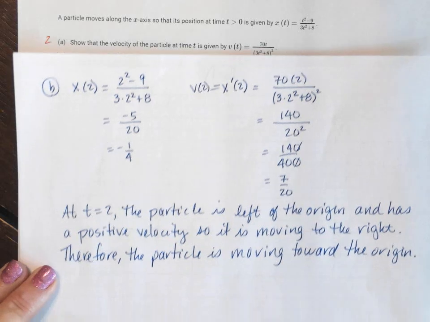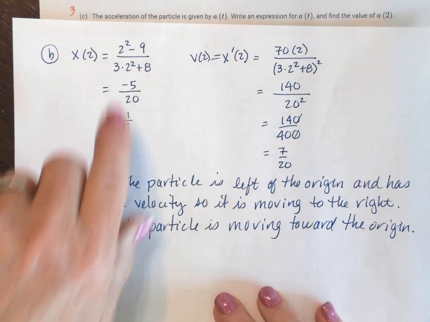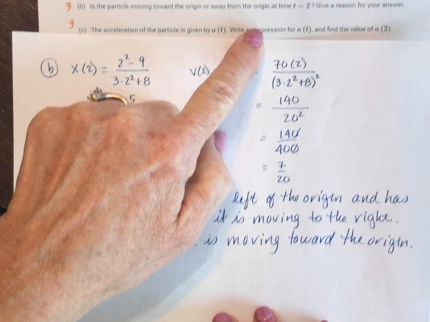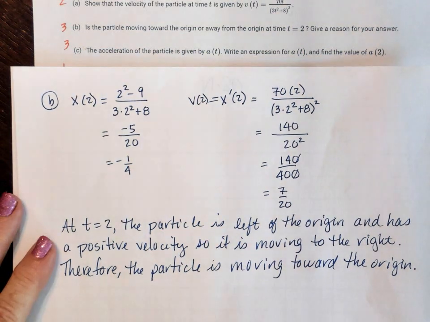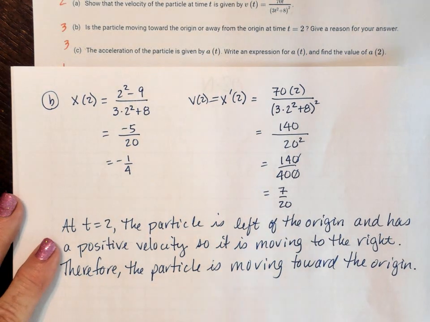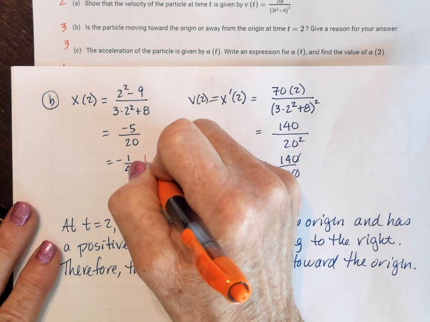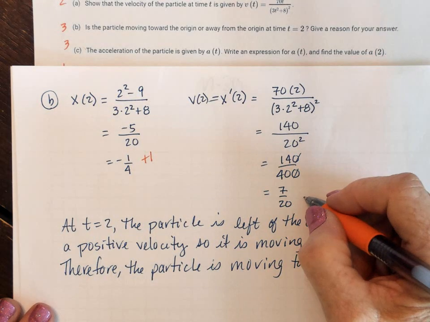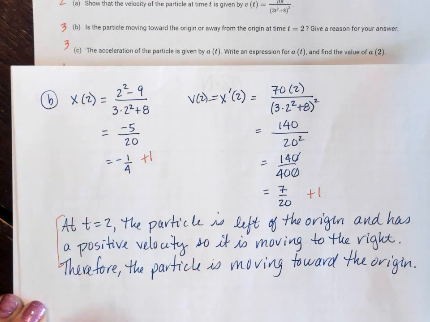Now, make sure that you answer the question that's been asked. And they asked you, is the particle moving toward the origin or away from the origin? So make sure you answer that question. All right, point values for this one, there were 3 points. You get 1 point for x of 2. You will get 1 point for x prime of 2, and 1 point for this explanation.